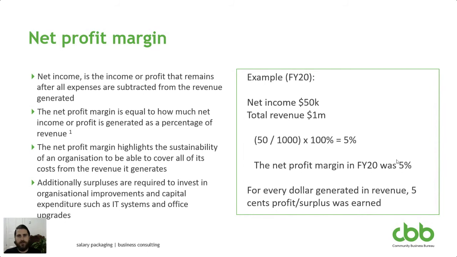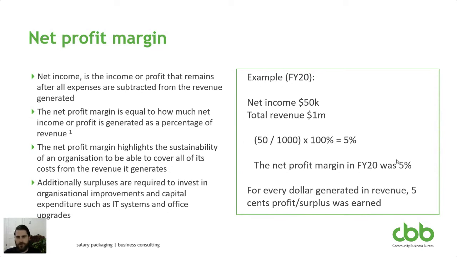So how do we calculate the net profit margin? Quite simply, look at your net income, so in this example it's 50,000, and divide it by total revenue. So here we have 50,000 divided by a million gives us 5%. So the net profit margin in FY20 for this example was 5%.